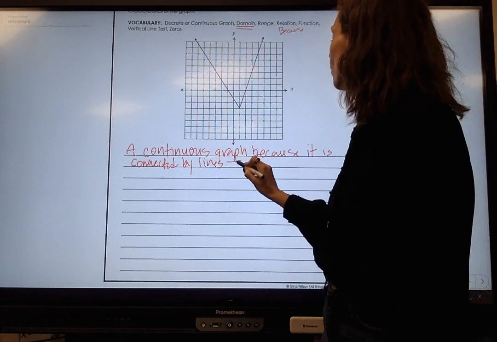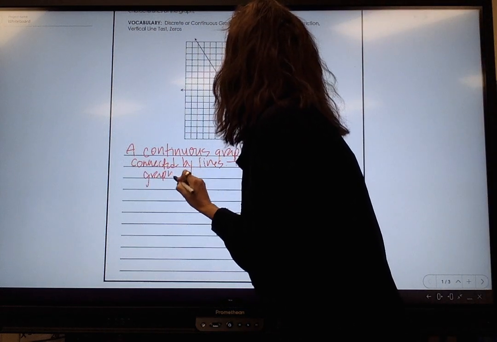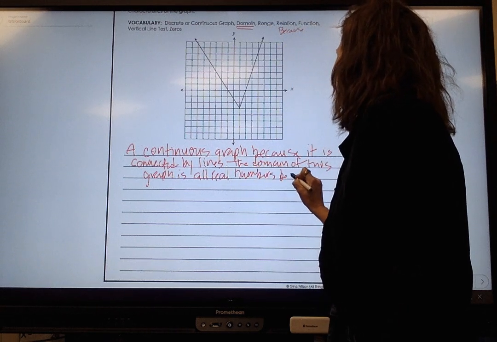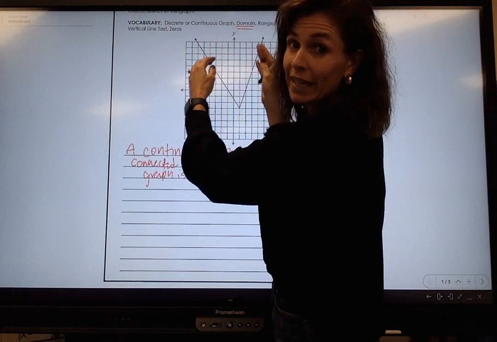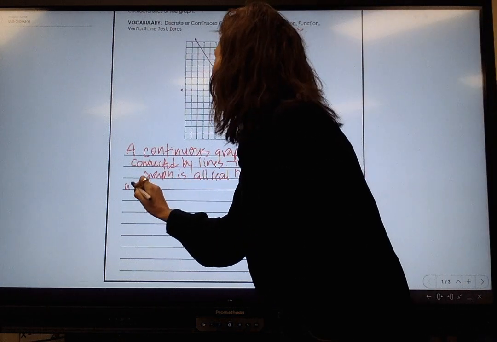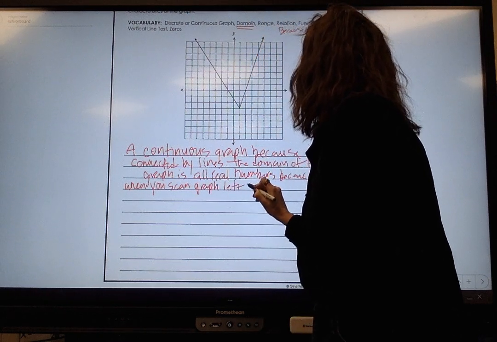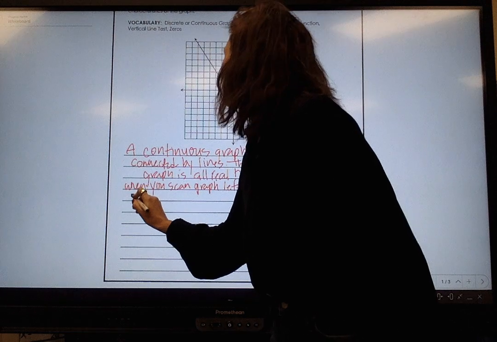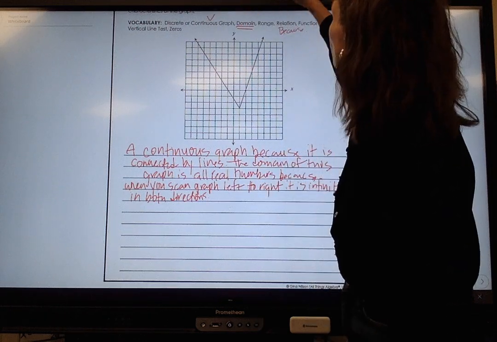What is the domain? The domain of this graph is all real numbers because. Okay, so the domain of this graph is all real numbers because when you scan your graph left to right, it goes infinite in both directions. And that's what you have to say. The domain of this graph is all real numbers because when you scan the graph left to right, it is infinite in both directions. Okay, so we can check off continuous graph. We can check off domain.